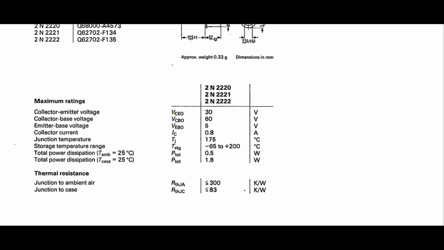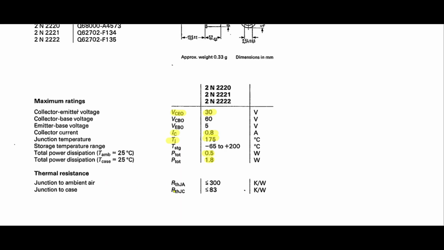Look at this one, VCEO, collector emitter voltage with base open, 30 volts. IC, the collector current, 0.8 amps rated. Maximum junction temperature 175, don't go beyond that. And this is the total power dissipation that it can handle. Cannot dissipate more than this.